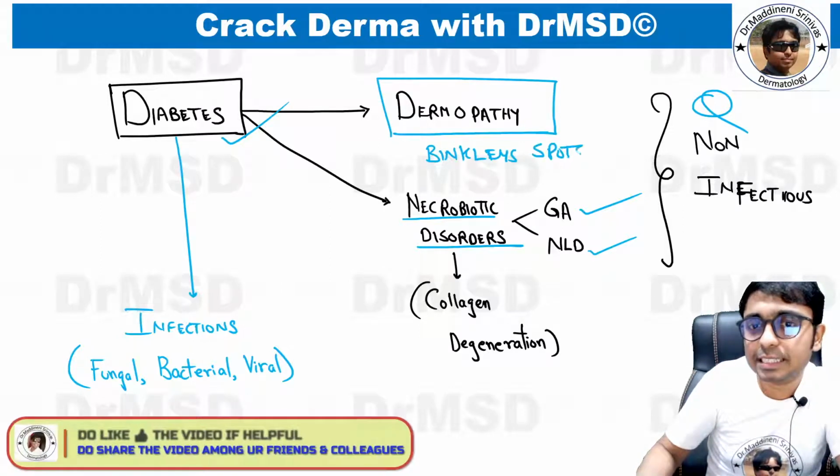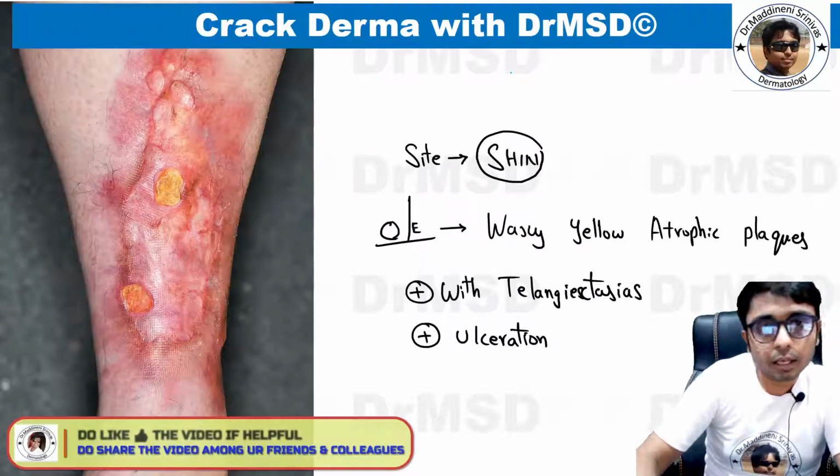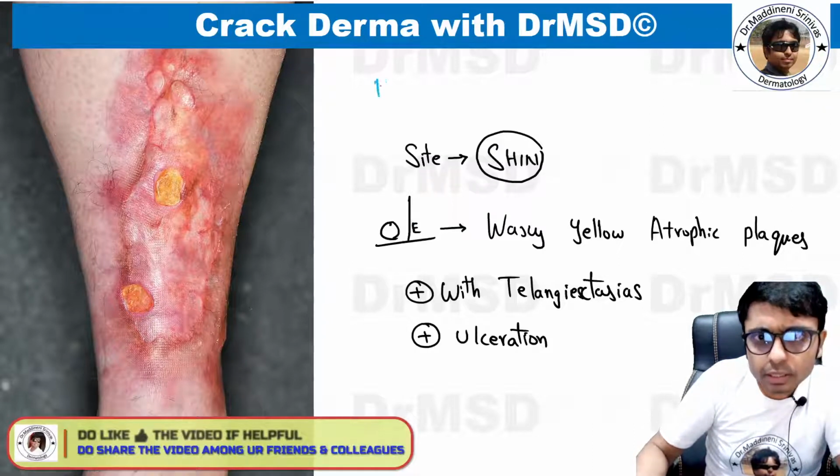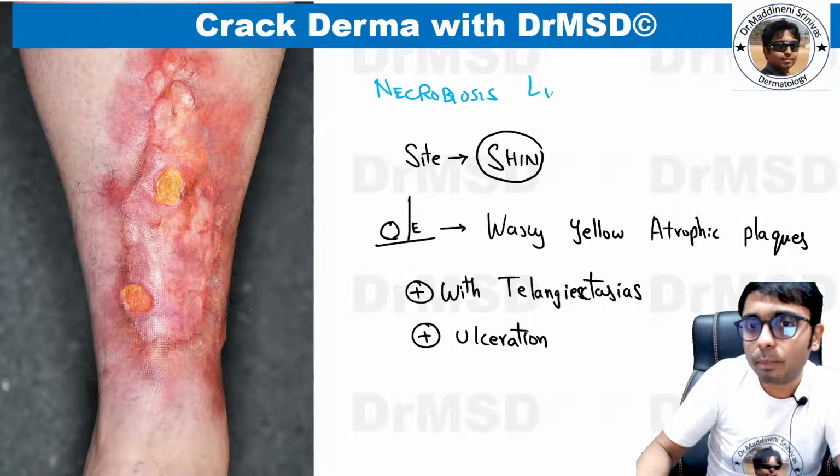Of course, this is the answer to our question. So Binkley spots is also another manifestation. So now let us see Necrobiosis lipoidica diabeticorum.